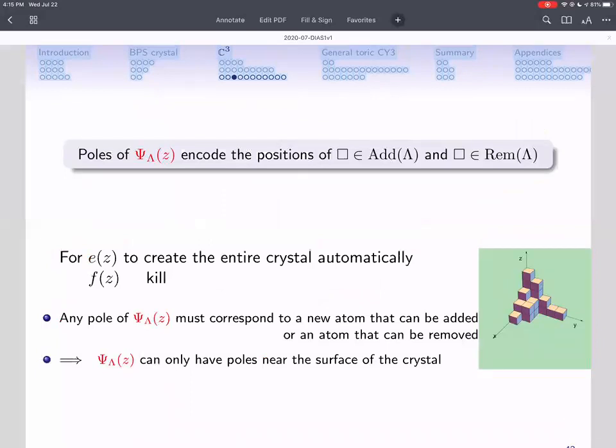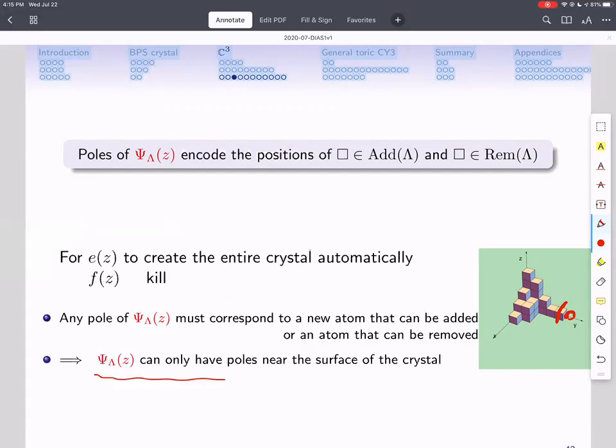The pole should be a place where you can either add a new box, for example here, or remove this one. So all the poles have to be on the surface, either immediately outside or immediately below the surface here. The important point is that the phi can only have poles near the surface of the crystal.